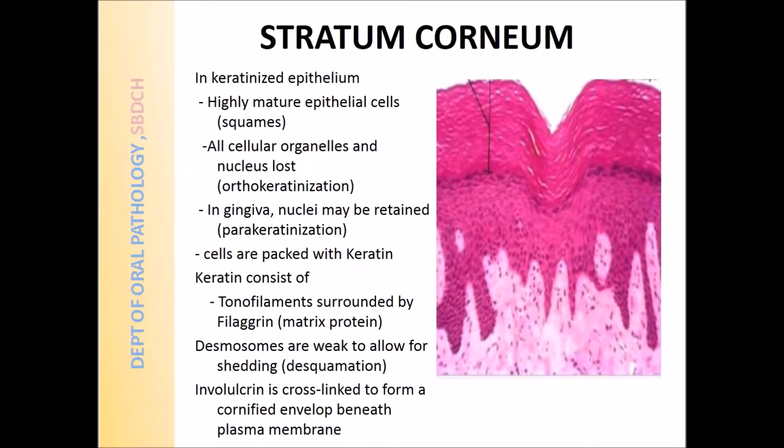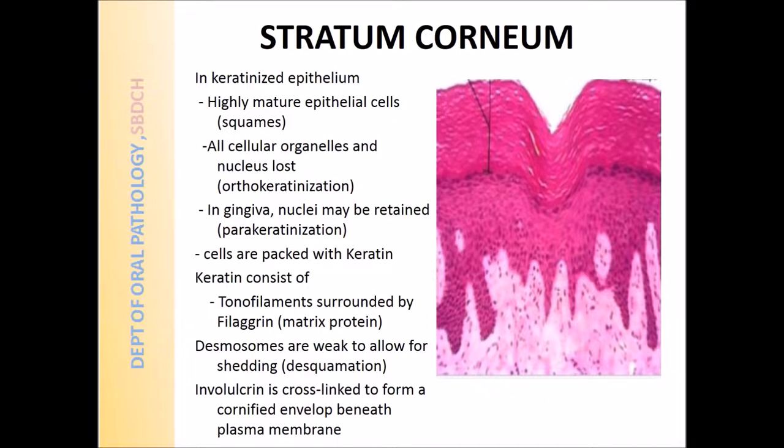Next, coming to stratum corneum. In keratinized epithelium, in highly mature epithelial cells, that is squamous cells, all cellular organelles and nucleus will be lost, which is called orthokeratinization. But in gingiva, nuclei may be retained, that is parakeratinization.